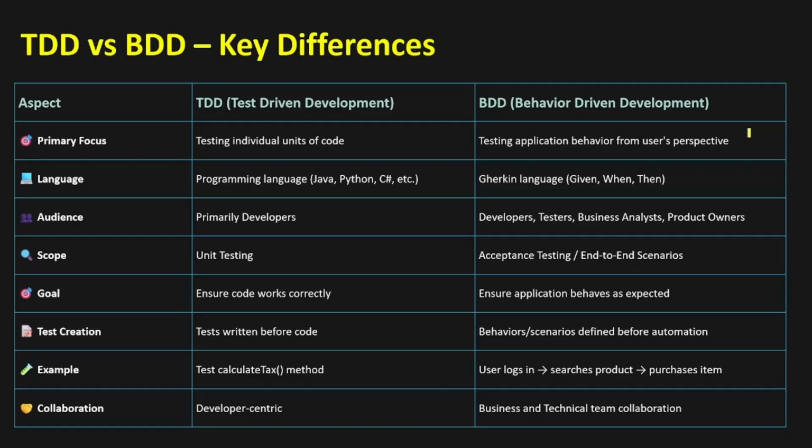With respect to collaboration, TDD is developer centric. Like we saw that in TDD, developer will write the code for testing the logic. So it is developer centric. However, BDD is business and technical team collaboration, where the business team will write the scenarios in the natural language and the technical team will write the code to execute those scenarios. So it basically brings the business and technical team collaboration. I hope all these points make you clearly understand what are the key differences between TDD and BDD framework.